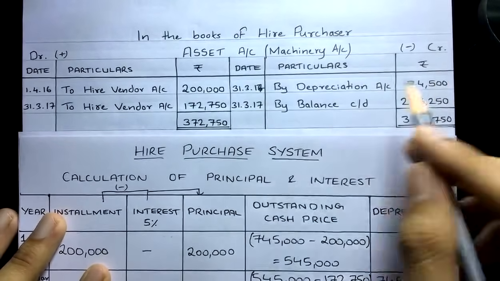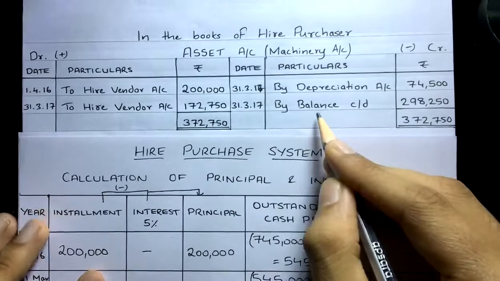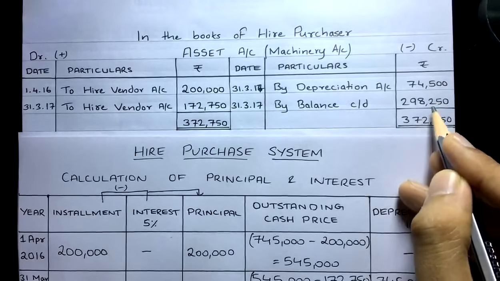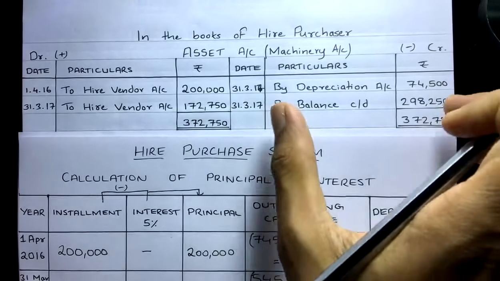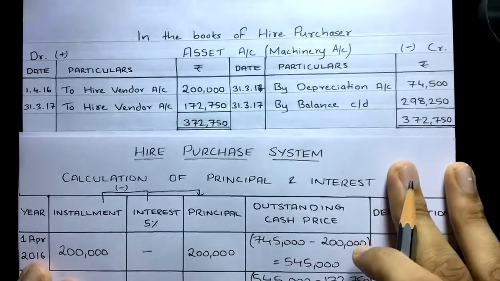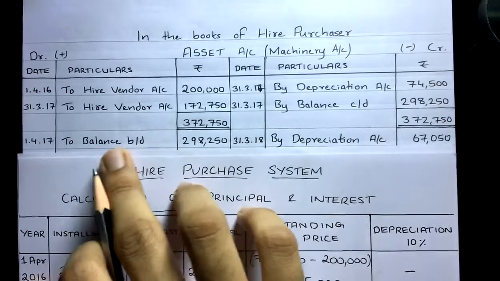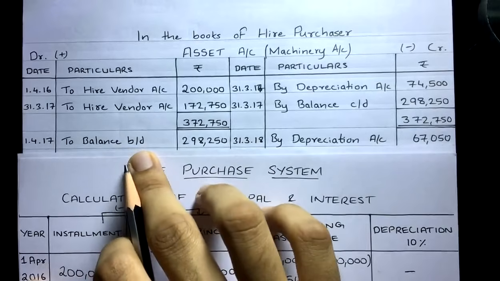The sum of these two was 3,72,750 and depreciation is 74,500. So whatever the difference, whatever the balance, will come over here by balance carried down. That was 2,98,250. And then this balance would be the opening balance of the next year. See, to balance brought down 2,98,250. This would be the opening balance of the next year.